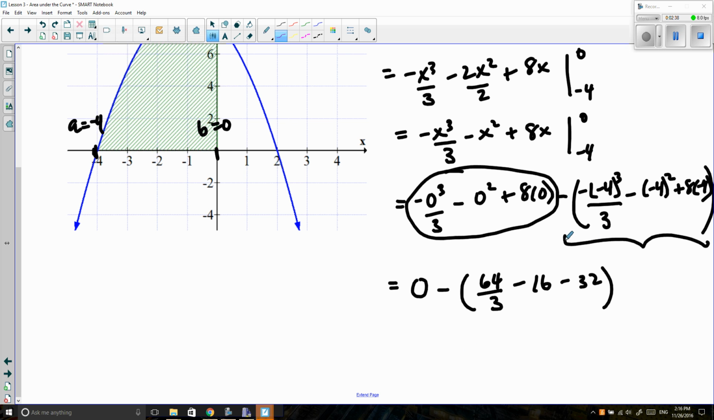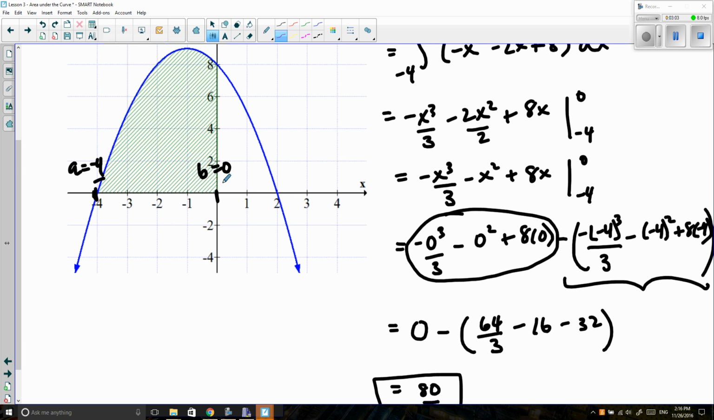It's a very complex expression. So therefore, when we put this all in our calculator and solve, we will get a fraction, and in the end, it will be positive. We're going to get 80 over 3. So this expression right here represents the area underneath the curve of this parabola from -4 to 0.